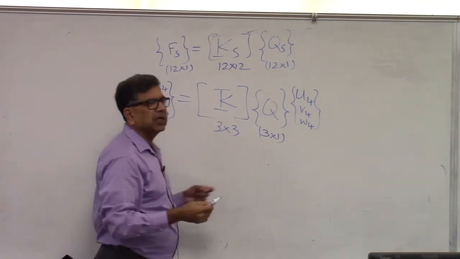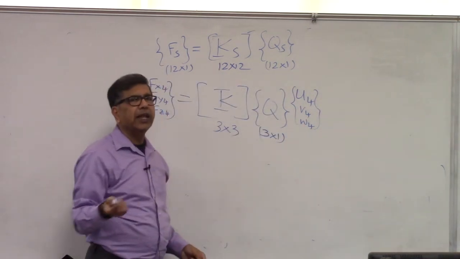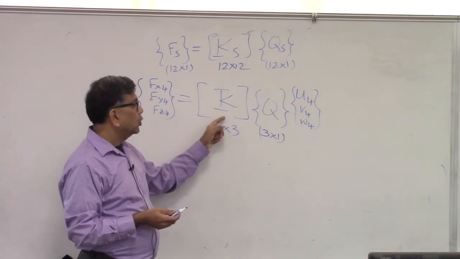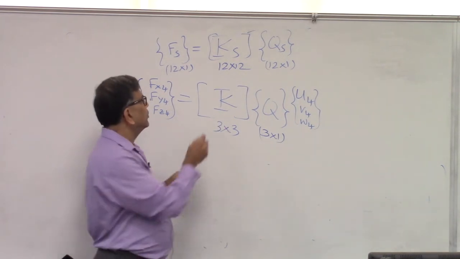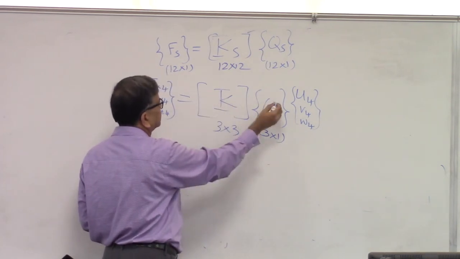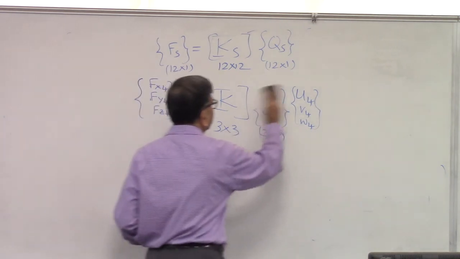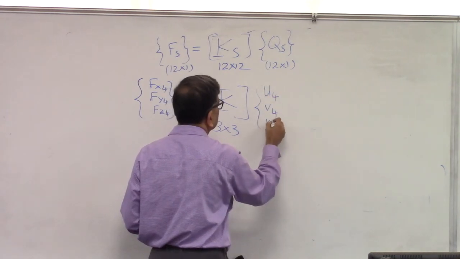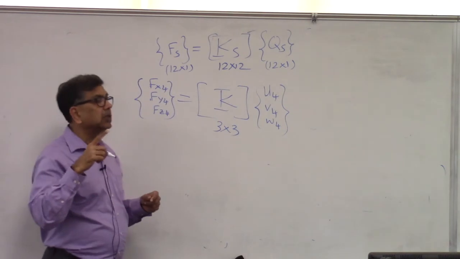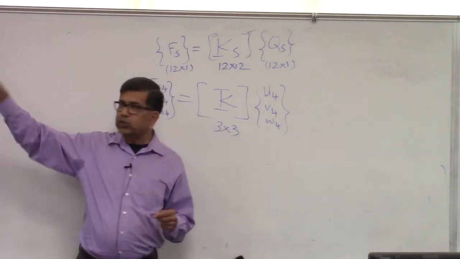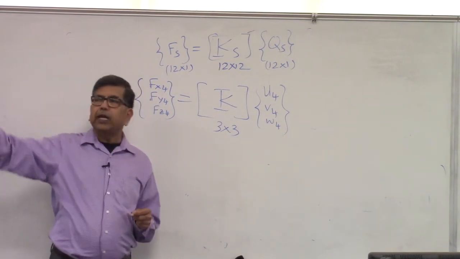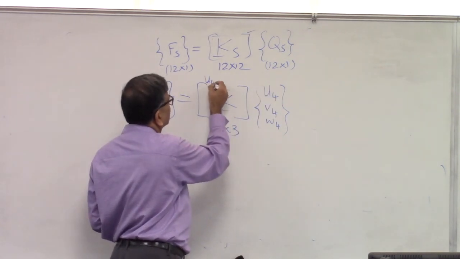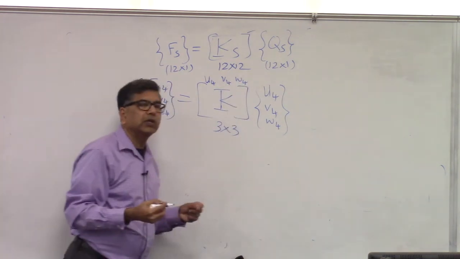So look at the difference. Assembling a 12x12 structural stiffness matrix and deleting 9 rows and 9 columns is insane. So you can directly assemble the global stiffness matrix. Basically, you look for only these terms, U4, V4, W4. For each element, you take from the element stiffness matrix itself only those elements that are active, corresponding to U4, V4, W4. Don't worry about other things, okay?